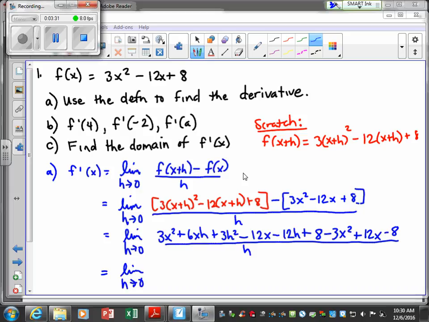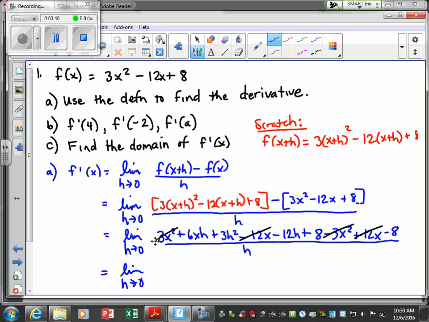Let's look and see what cancels. So we have a 3x squared will cancel. What else? The 12x terms, and also that. So what do we have left? We'll have 6hx plus 3h squared minus 12h over h.